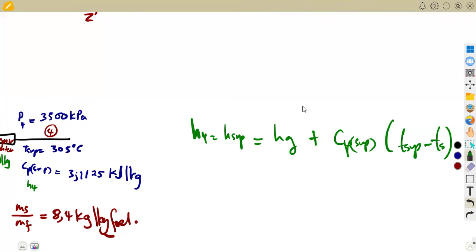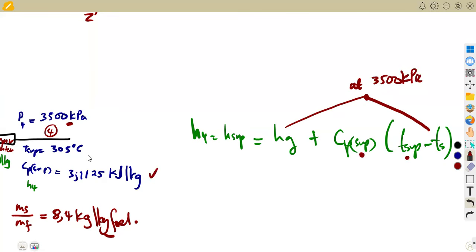All right. So where are we going to get this? From which points? We know that the Hg and the Ts are the ones that you just need. They are found at the given pressure. So this is at the pressure of what? 3,500 kilopascal. We have the Cp already given, the T sup already given. These are the only 2 things that we need, so you find them at the given pressure.